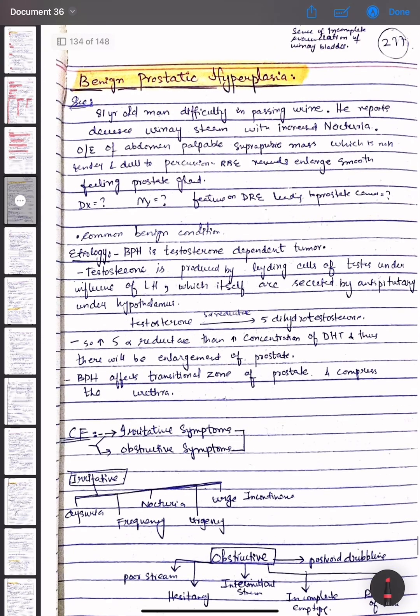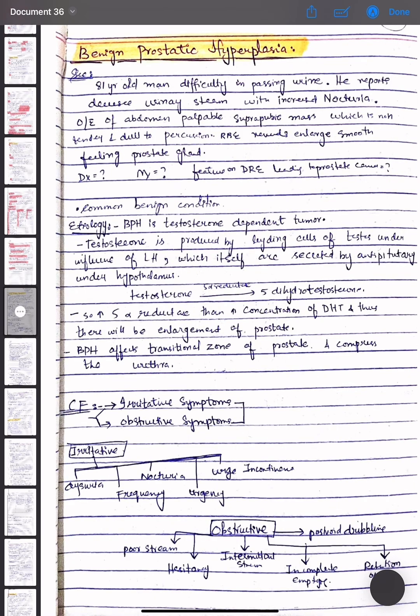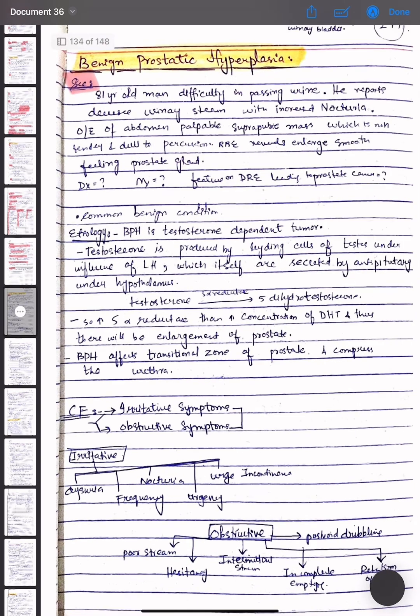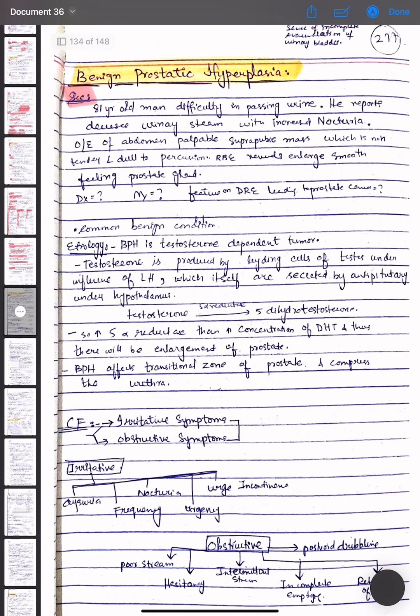Now coming towards benign prostatic hyperplasia. We have a scenario of an 81-year-old man with difficulty in passing urine. He reports decreased urinary stream with increased nocturia. On examination of the abdomen, there is a palpable suprapubic mass, which is not tender and dull to percussion. DRE revealed an enlarged smooth firm prostate gland. So the diagnosis, management, and features of DRE leading to prostate cancer.